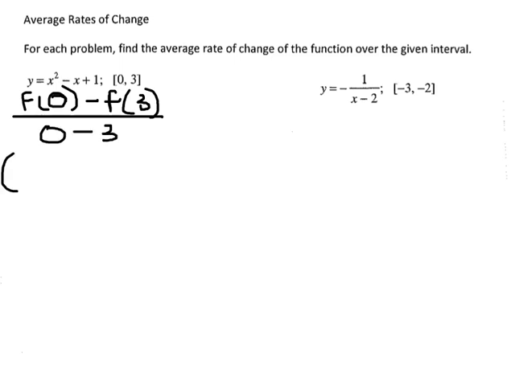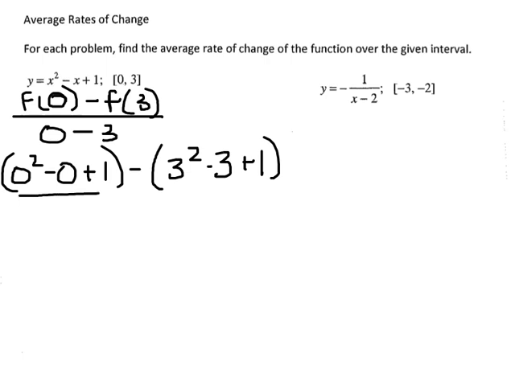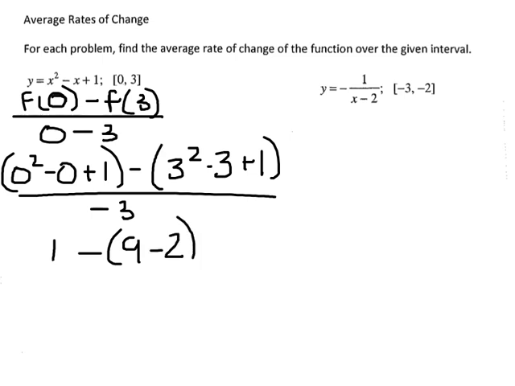So when we do that, f of 0 is going to be 0 squared minus 0 plus 1, minus 3 squared minus 3 plus 1, all over negative 3. So that gives us 0 minus 0 is 0, plus 1 is 1, minus 3 squared is 9. Negative 3 plus 1 is negative 2. And that's over negative 3. Then we have 1 minus 7, which will give us a negative 6 over negative 3, which is 2.